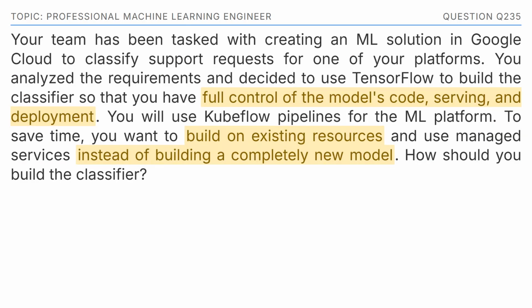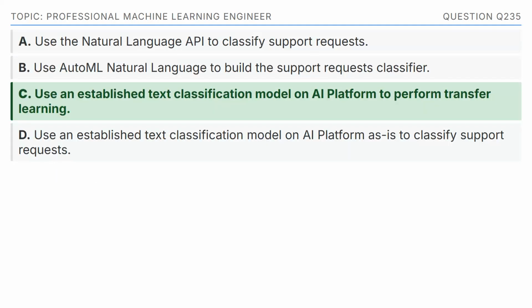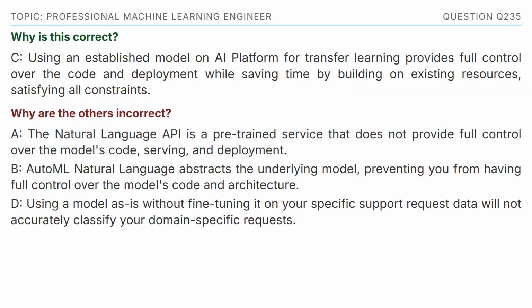To arrive at the correct answer, we focus on the keywords: full control of the model's code, serving, and deployment, build on existing resources, instead of building a completely new model. The correct answer is option C, use an established text classification model on AI Platform to perform transfer learning. Why is this correct? C. Using an established model on AI Platform for transfer learning provides full control over the code and deployment while saving time by building on existing resources, satisfying all constraints.